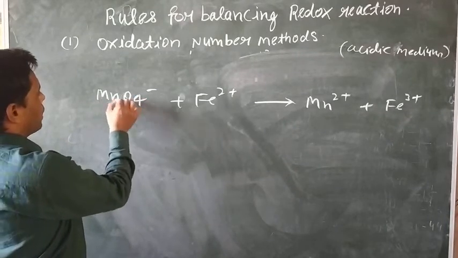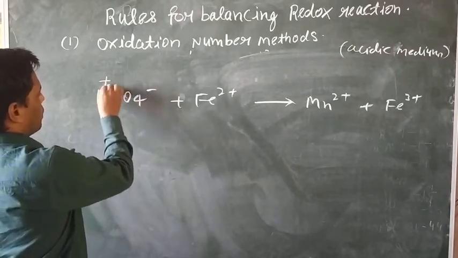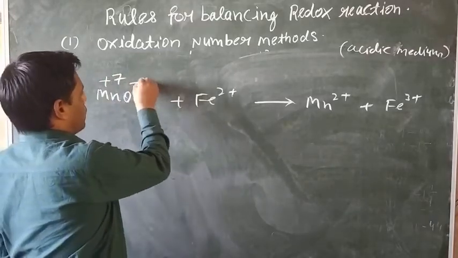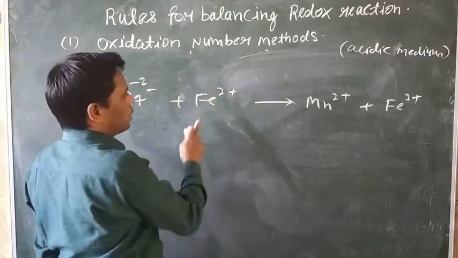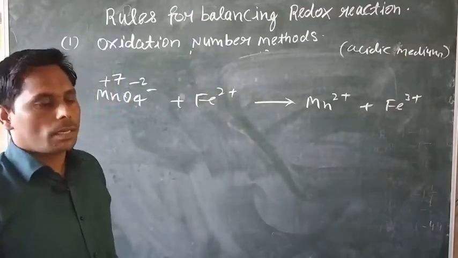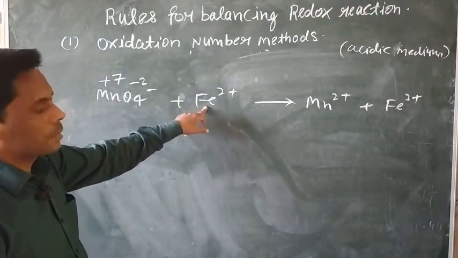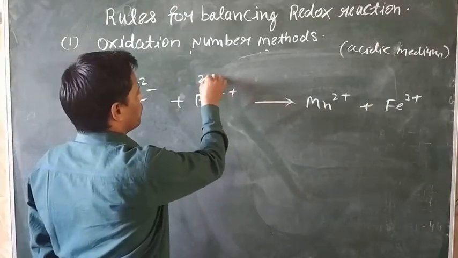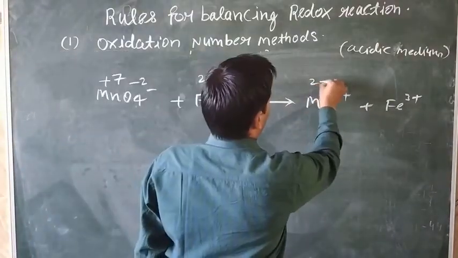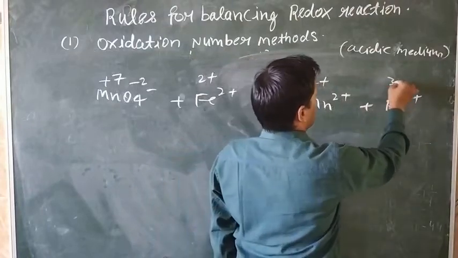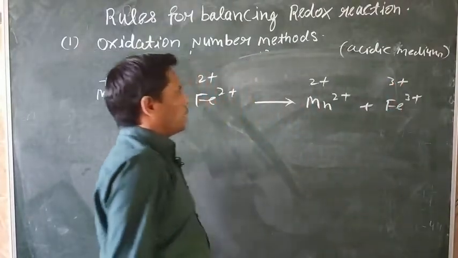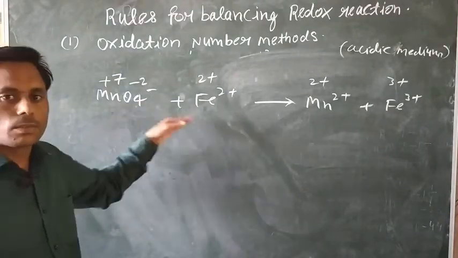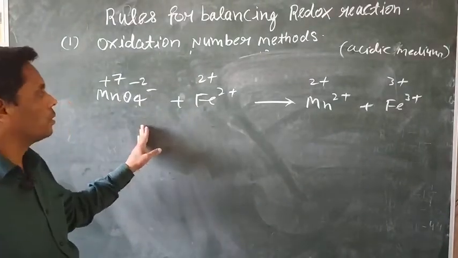In the case of manganese, the oxidation number is +7, since 4 oxygens at -2 is -8, so manganese is +7. For iron, if a single atom carries a charge, the oxidation number is equal to the charge. Here Fe2+ has oxidation state +2, Mn2+ is also +2, and Fe3+ is +3. After assigning the oxidation numbers, we are in a position to find which element undergoes oxidation and which undergoes reduction.